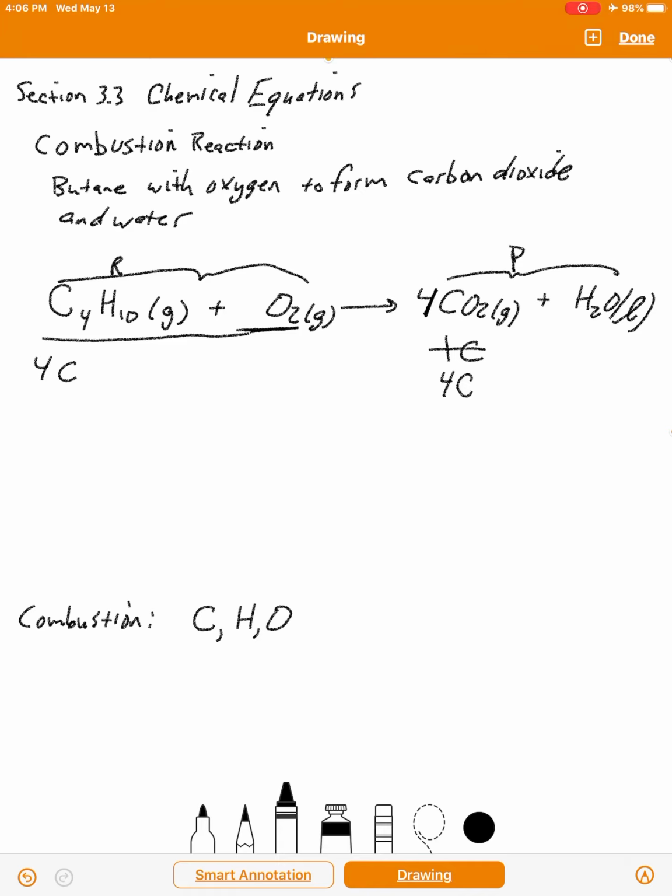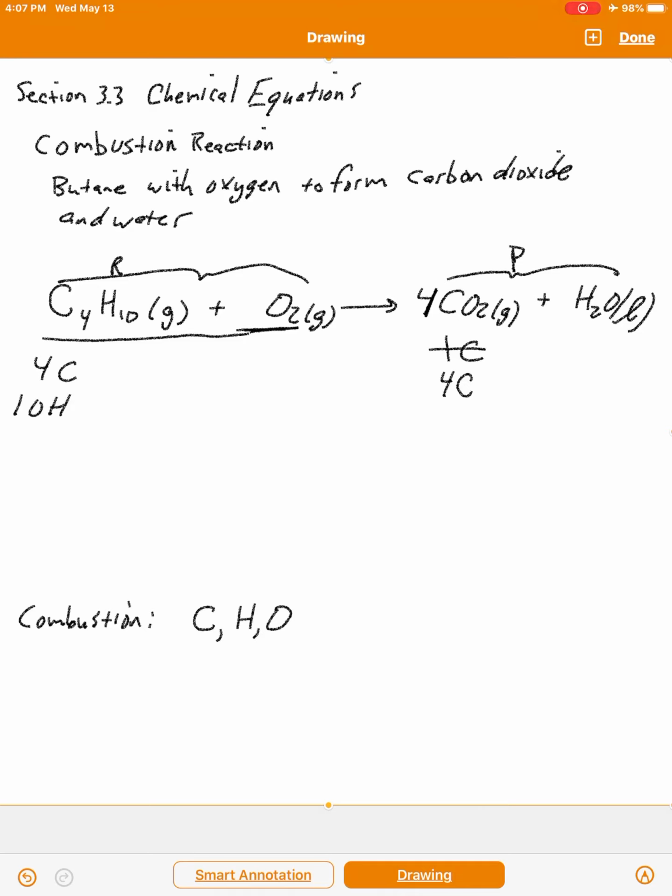We go to the next element, which according to my advice would be hydrogen. So how many hydrogens are on the reactant side, the left side? Well, there's a subscript of 10, so that means there's 10 hydrogens. How many hydrogens are on the product side? Well, there's none in the carbon dioxide, but there's 2 in the water, so it looks like there's 2 hydrogens, right? So I'm going to write that there's 2 hydrogens on the product side. There's more hydrogens on the reactant side, right? 10 is more than 2.